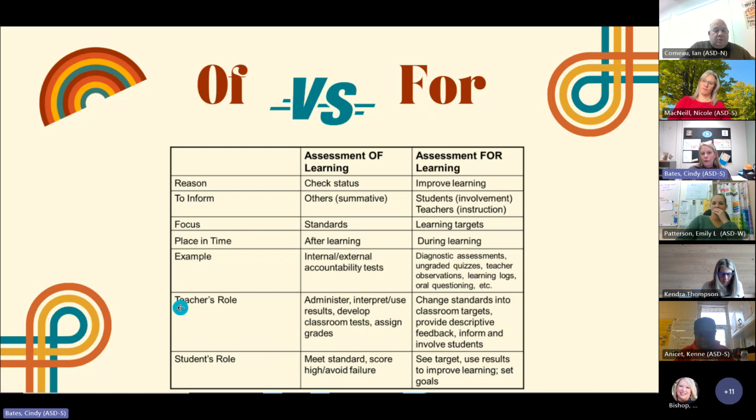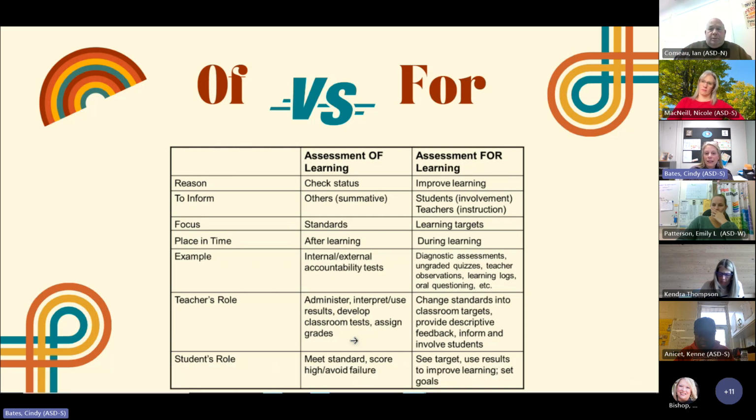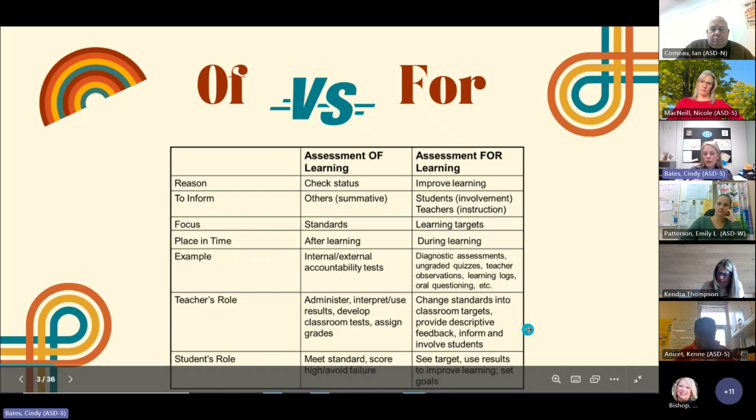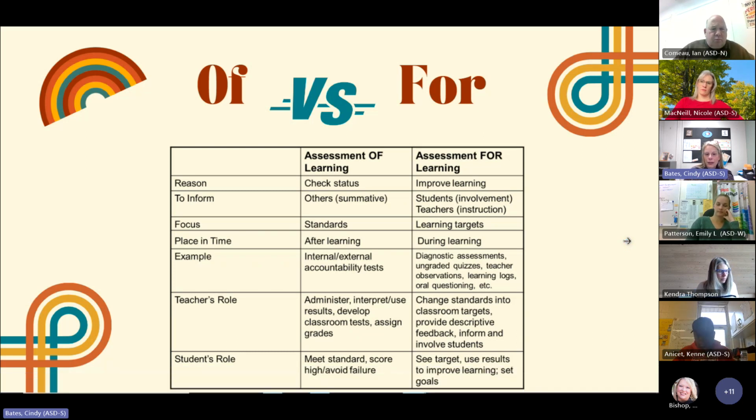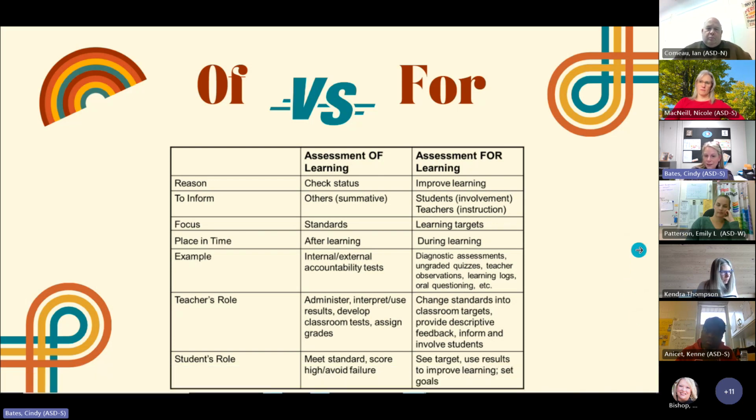The teacher's role, well, we're administering tests, and we're developing it, we're assigning a grade at the end when it's summative or when it's of learning. But when it's for learning, it's again about providing feedback. It's helping to inform the students, and it involves them as well in their learning and in their own assessment, because oftentimes formative assessment can take on peer assessment and self-assessment as well. So the student's role, meet the standard, score high, or avoid failure in most cases.